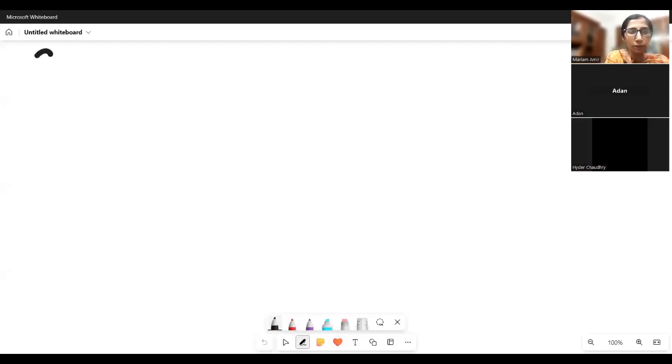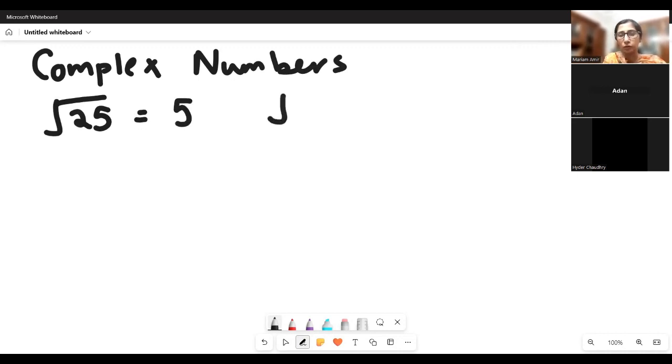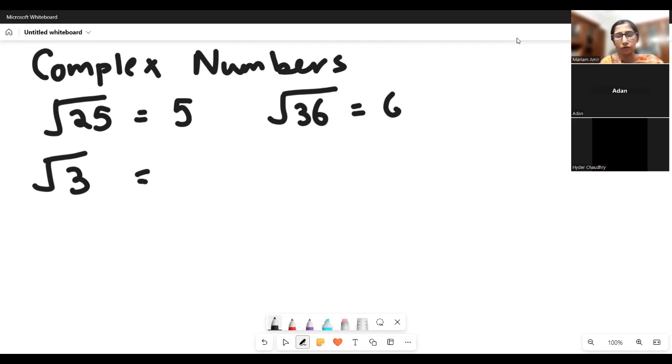We're going to be starting complex numbers today. So from O levels, we know that square root of 25 is 5. Square root of 36 is 6. The exact answer of square root of 3 is still square root of 3, or it has some decimal equivalent.